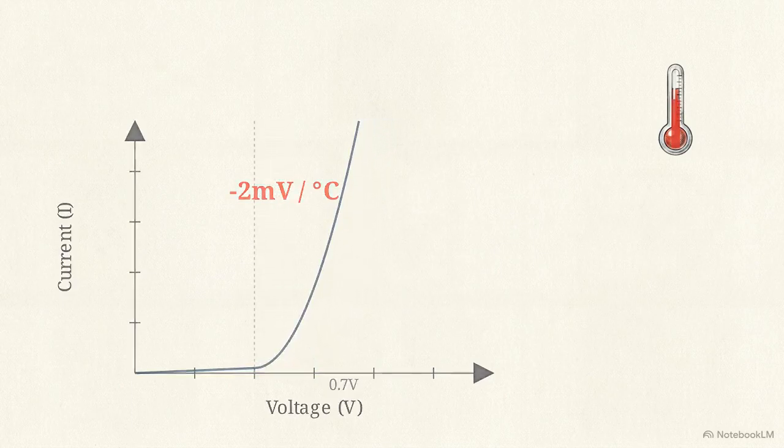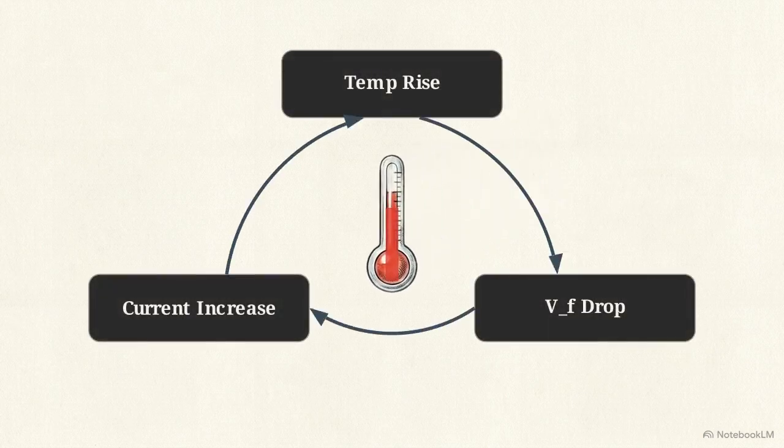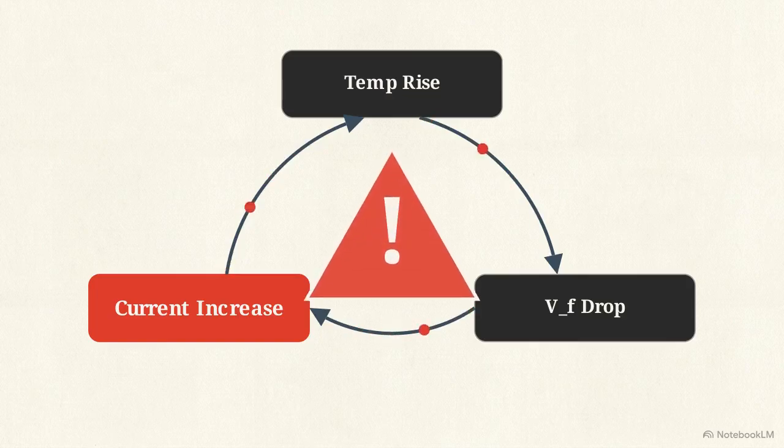The internal barrier physically weakens, and the IV curve shifts to the left. This thermal dependency creates a catastrophic feedback loop known as thermal runaway. Heat lowers the forward voltage. The lower voltage pulls more current. The higher current generates more heat, looping continuously until the component melts.